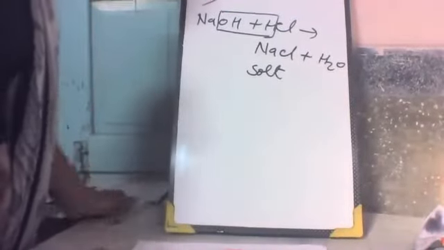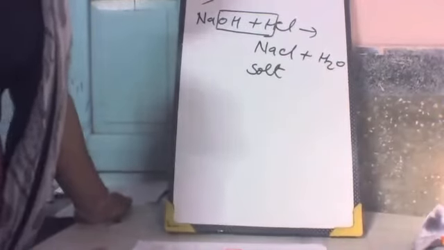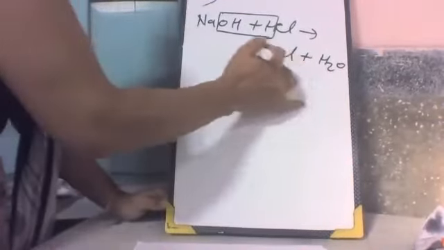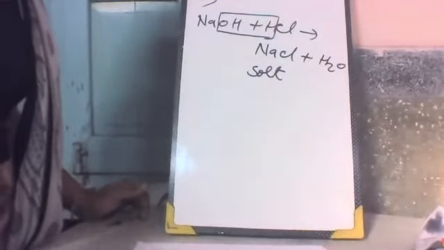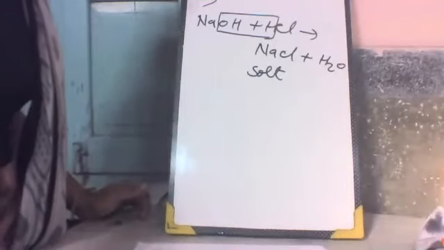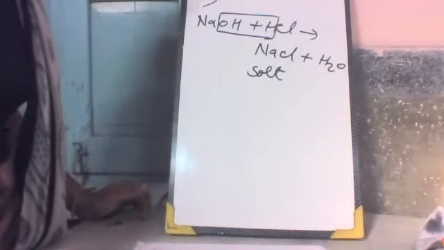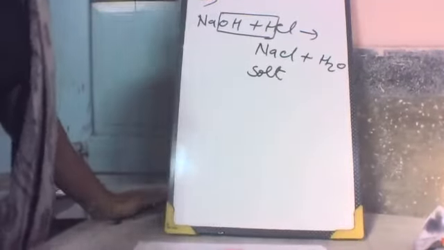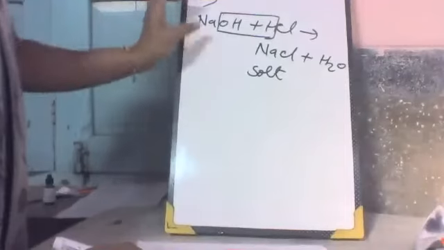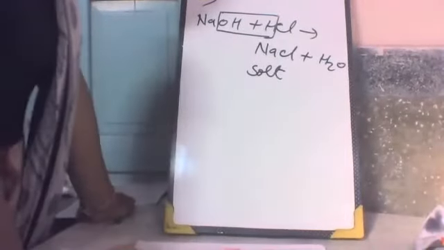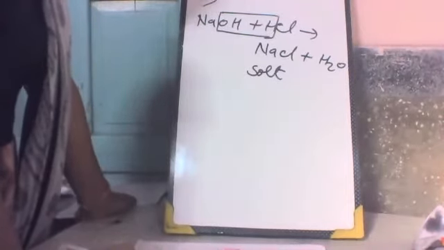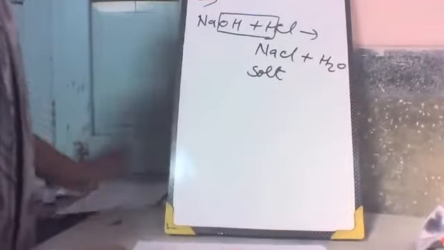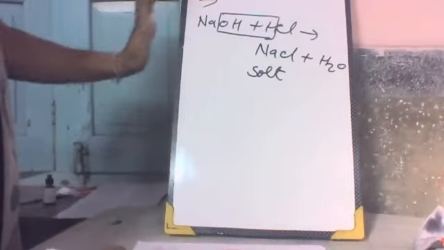The effect of acid and base cancel out and form a salt, which is neither acidic nor basic, and form water. Water is forming to neutralize the effect of acid and base. The reaction between an acid and base that forms salt and water only is referred to as a neutralization reaction. The effect of acid and base is cancelled here.